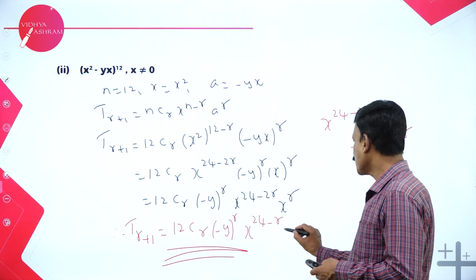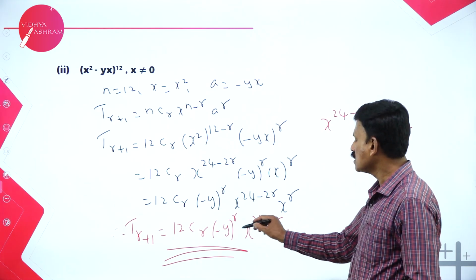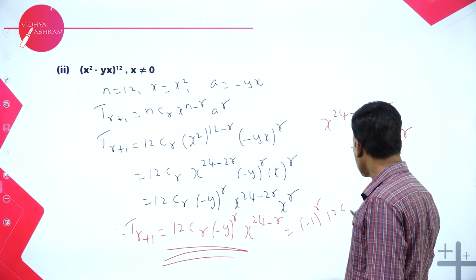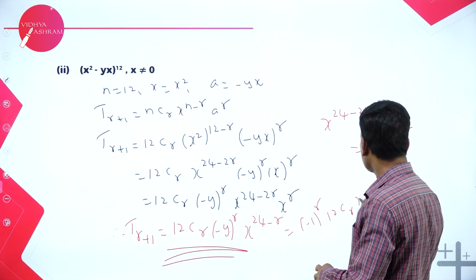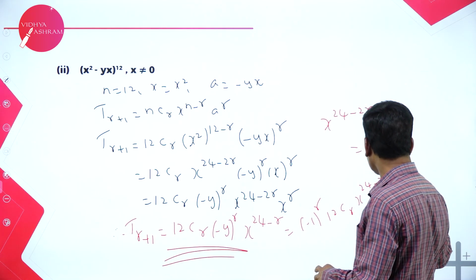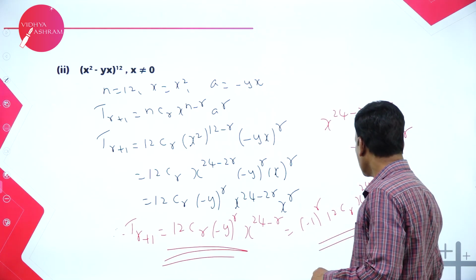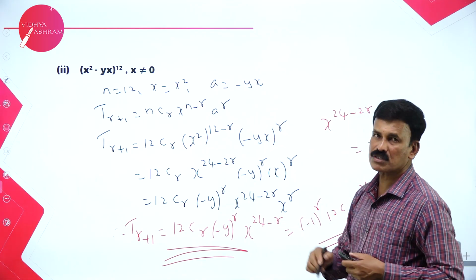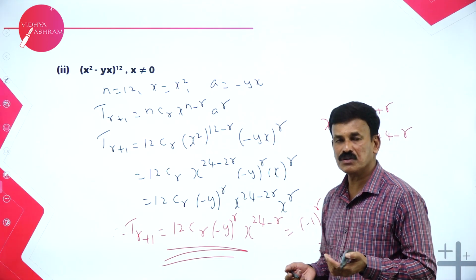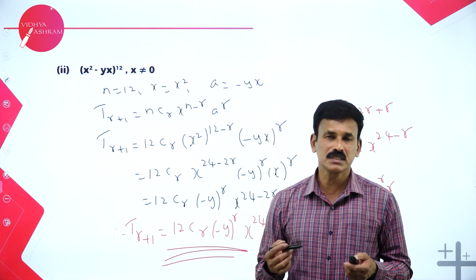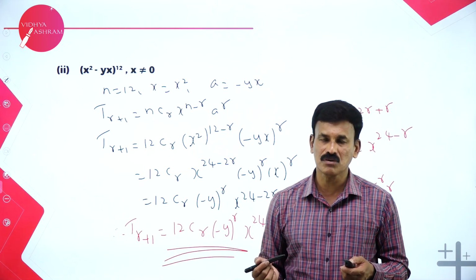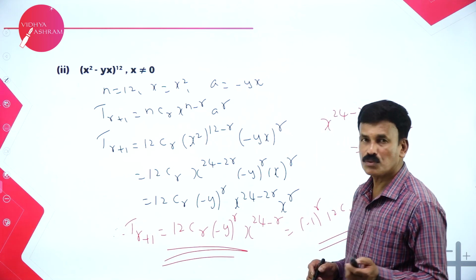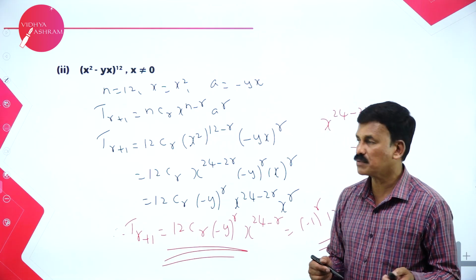So, otherwise, if you want, you can also write like this: (minus 1) to the power of r into 12Cr, then x to the power of 24 minus r into y to the power of r. This is also an answer. You can take minus out. That's it. So, this is how we are going to solve the problem. So, this is how we are going to find the nth term or a general term in the expansion of the given binomial expansion. Okay. Hope you followed. This is very important from the point of view of examination.